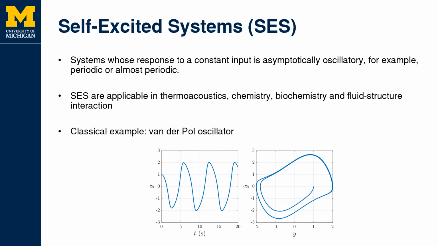Self-excited systems have an asymptotically oscillatory response to a constant input. These are applicable in thermoacoustics, chemistry, biochemistry, fluid structure interactions, among others. A classical example that displays this behavior is the van der Pol oscillator.